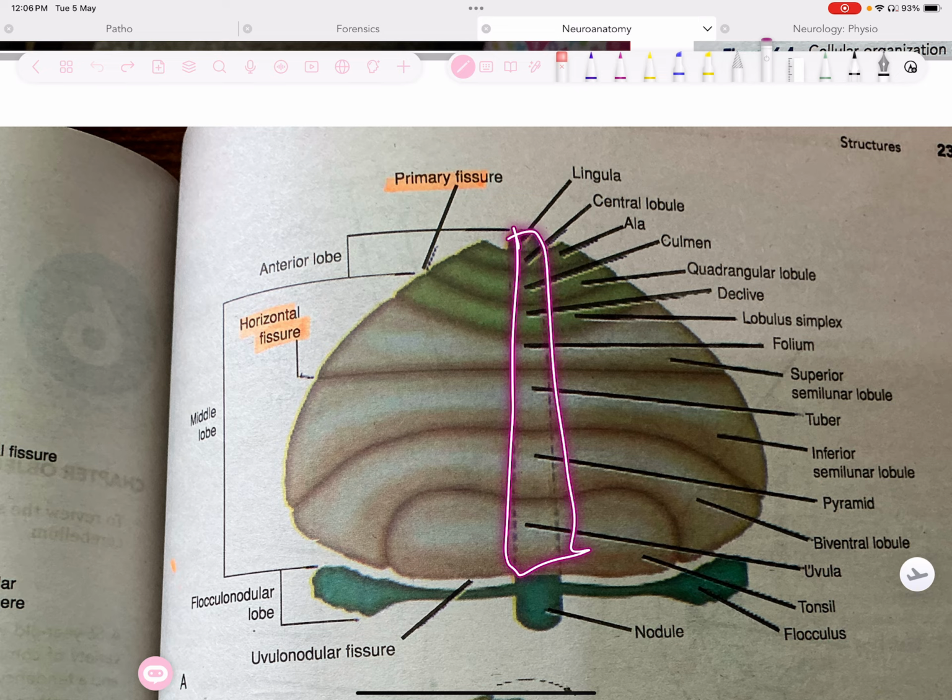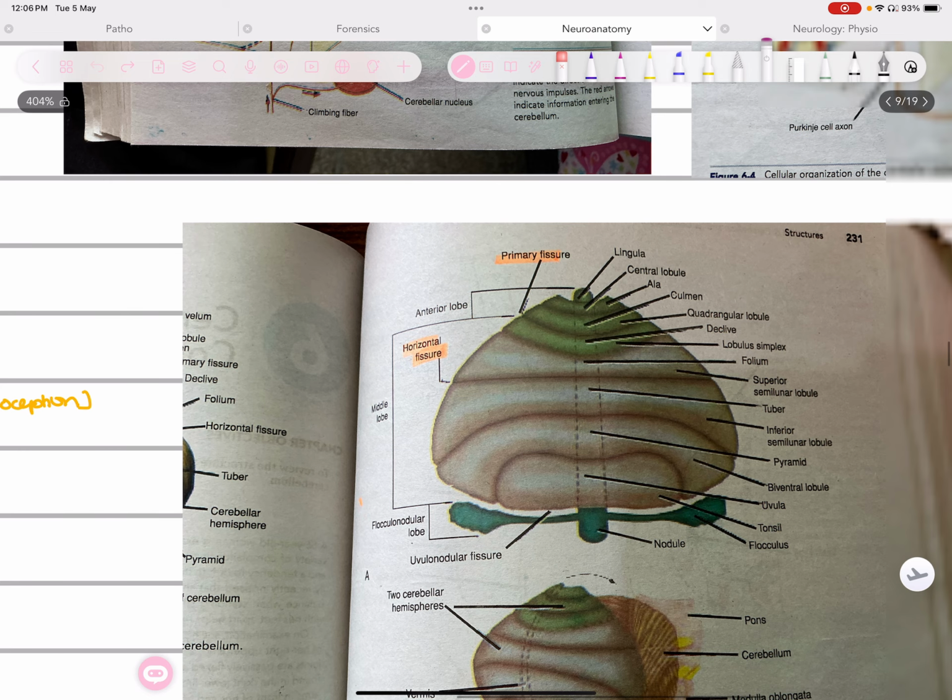Now, vermis consists of different areas, so it has lingula, central lobule. Mostly the lobules are on the lateral aspects, but this is the only lobule which is in the middle. So lingula, central lobule, then you have culmen, you have declive, very important declive, you have folium, then tuber, then pyramid, and very important, can you guess what this is? This is uvula. What is this? Tonsil. So do not forget uvula and tonsil. This is pyramid, right? This is lingula, central lobule, quadrangular lobule, declive and folium, right? And rest of the things you can see from here itself.